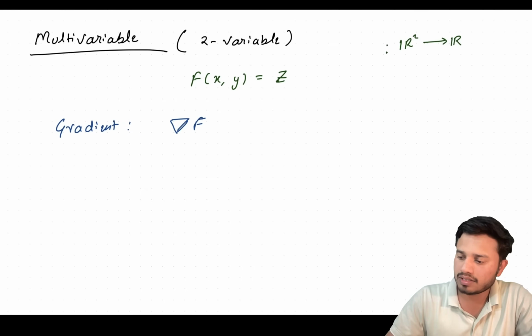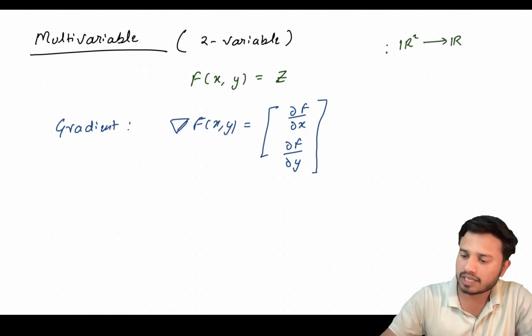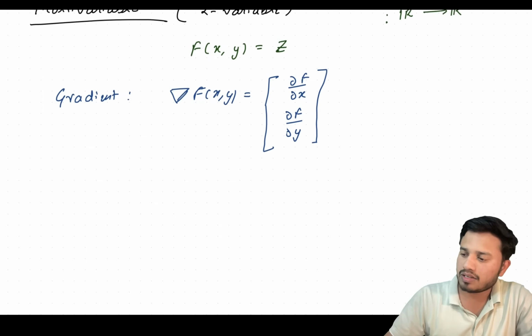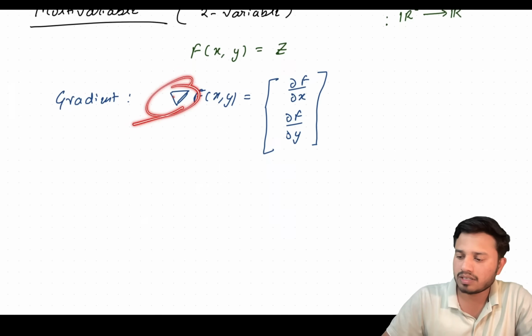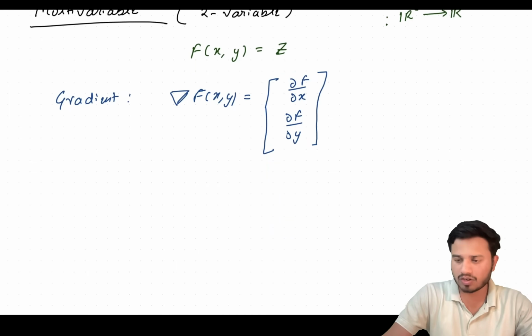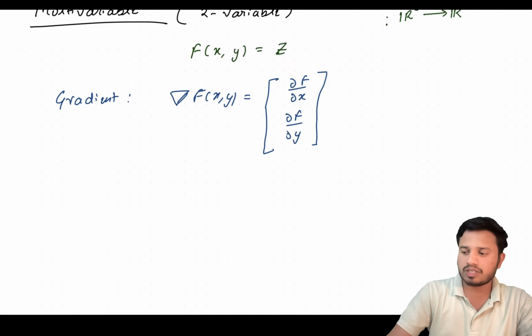The triangle. We store these partial derivatives of f, this is the partial derivative. We store this, so this is called the gradient. This is called del, or gradient. Okay, you store this. What does it do?